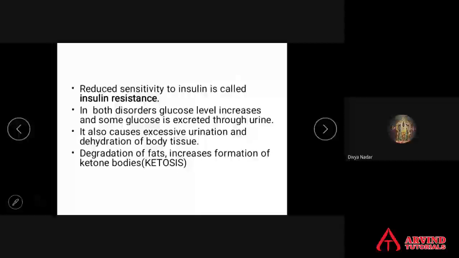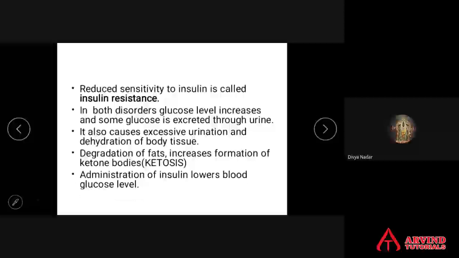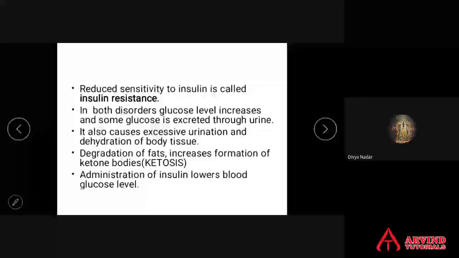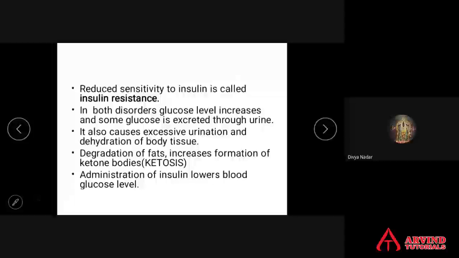Degradation of fats increases formation of ketone bodies. As a result, ketone bodies increase in the blood and are excreted through the urine, which is called ketosis. Ketosis is also observed in diabetes mellitus persons. Administration of insulin lowers blood glucose level. If insulin is taken in proper quantity, administered either in the form of tablet or injections, this can lower the blood glucose level.